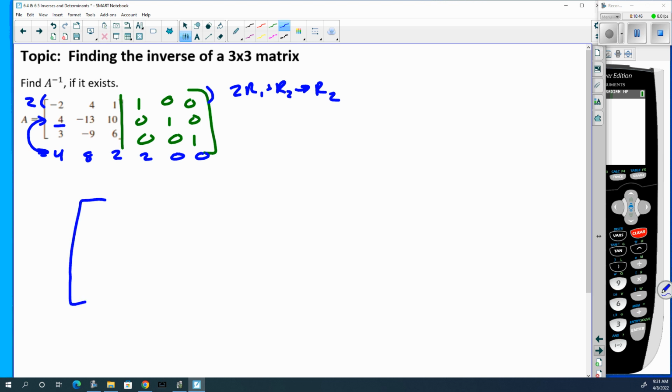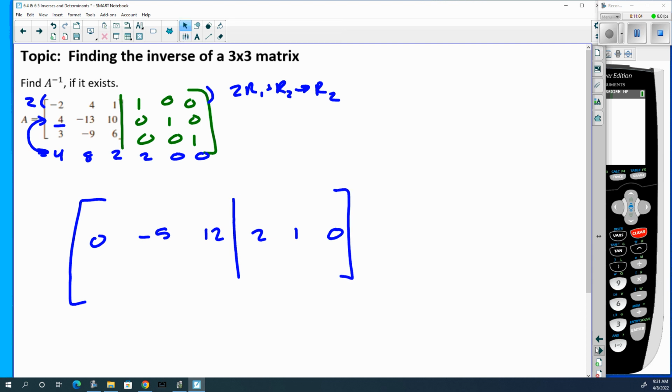I'll just put it right here. So then 4 plus negative 4 is 0. Negative 13 plus 8 is going to be negative 5. 10 plus 2 is 12. And then 0 plus 2 is 2. 1 plus 0 is 1. 0 plus 0 is 0.